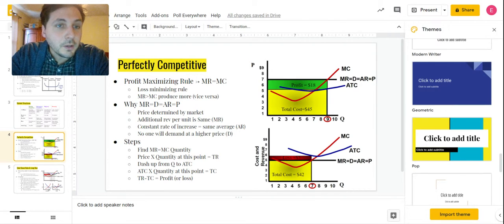Okay, let's talk about a perfectly competitive marketplace. This is what the rest of the unit is about. So if I were focusing on one thing, I'd really focus on knowing perfectly competitive firms really, really well.